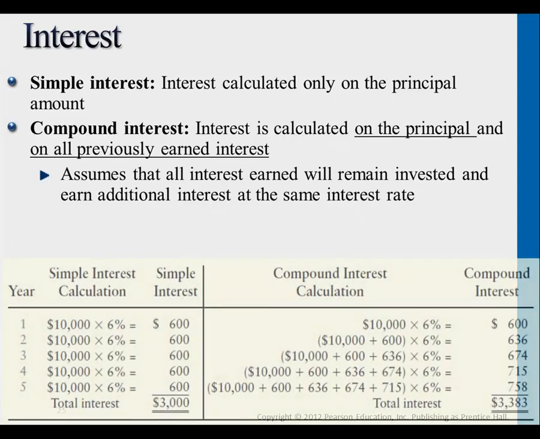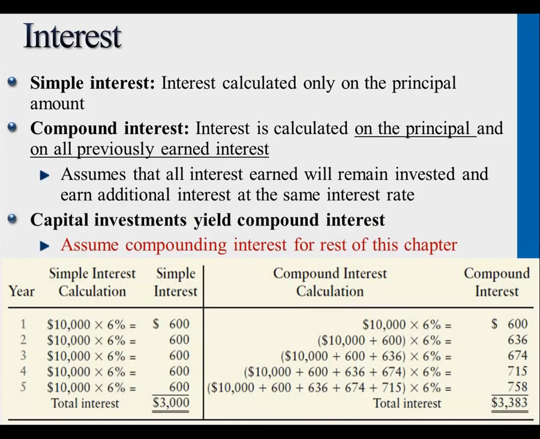All right, so let's look at this. So capital investment yields compound interest. I think there's more. Yes. So we're going to assume that compounding interest is what we're using for the rest of the chapter. All right, it's not going to be simple. It's going to be compounded. So let's look at example one. Just the first couple lines.